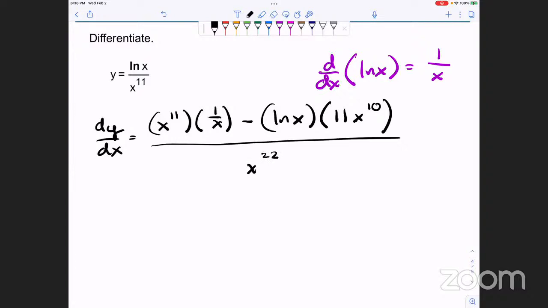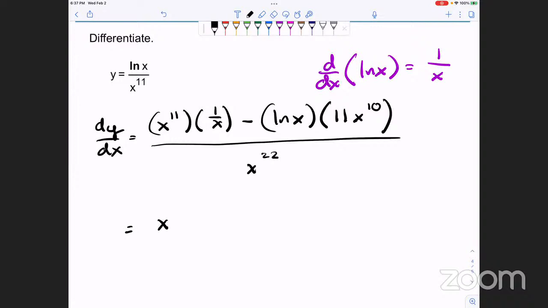Okay. Let's simplify this down. Both of the terms on top, we got an x to the 11 divided by x. They both have that x to the power 10, right? So we can factor out an x to the power 10.